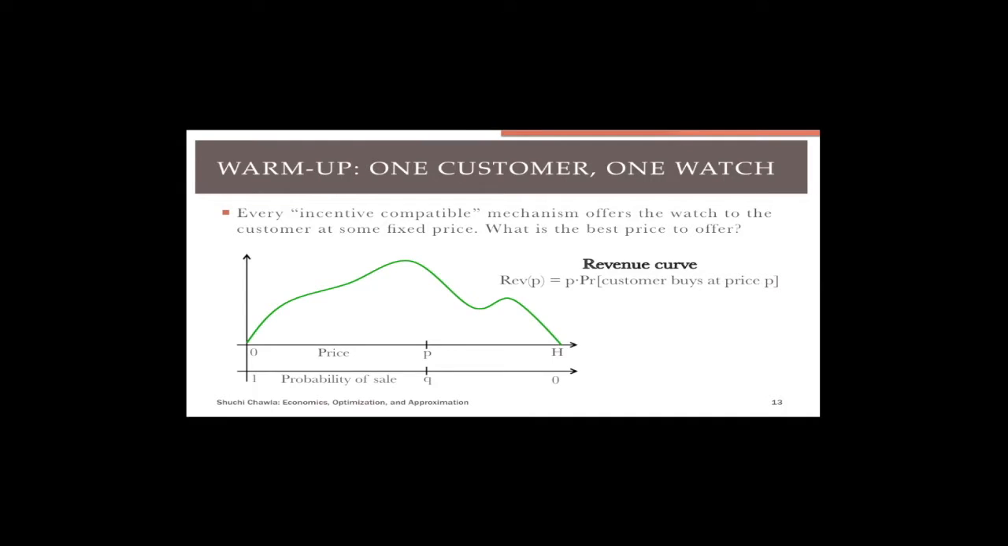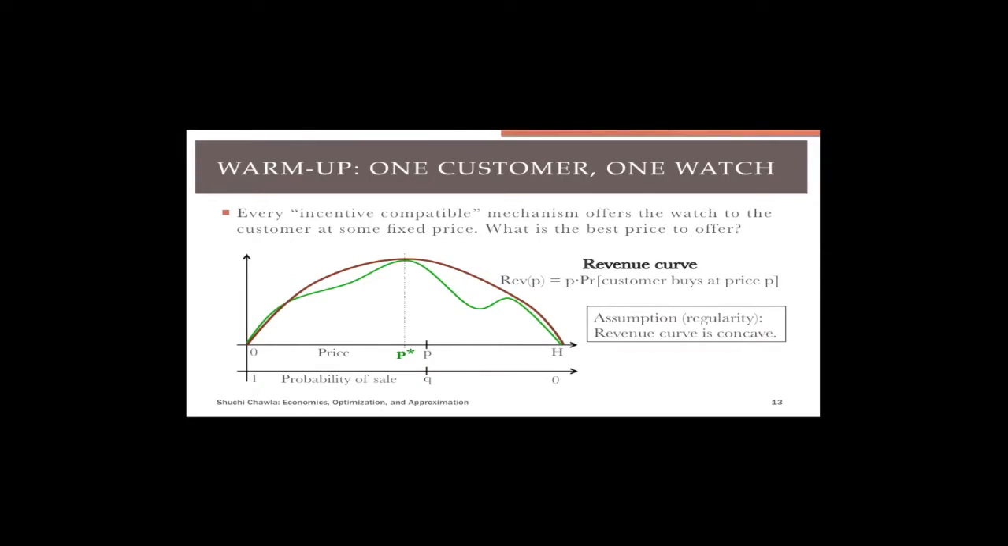Okay? And our question is, what's the optimal price to sell the watch at? And clearly, this is the price that achieves the maximum revenue, the maximum point on that curve. Okay? So simple enough. That's all that we need to do. But I'm going to go ahead and make a further assumption that's going to further simplify our life. And the assumption will be that the revenue curve looks nice and rounded, okay? In particular, that it's concave. And this doesn't affect our discussion so far. We still pick the highest point on the curve, and that's the optimal price to set for the watch.